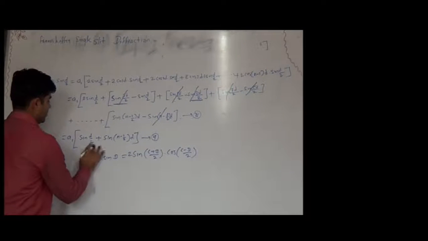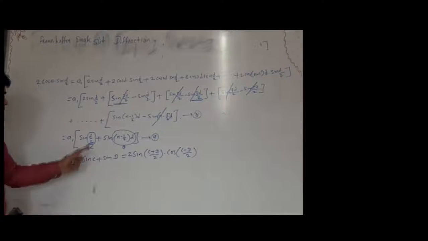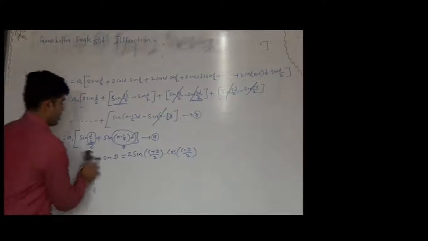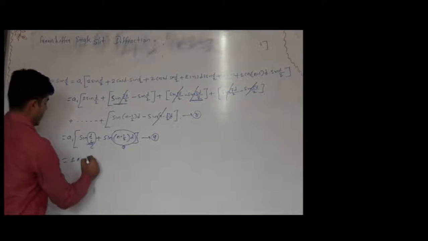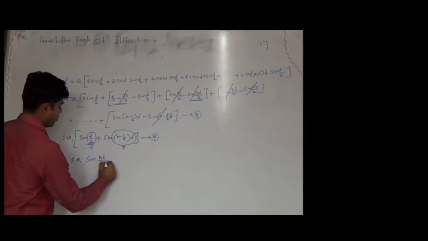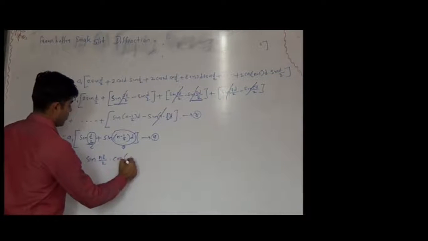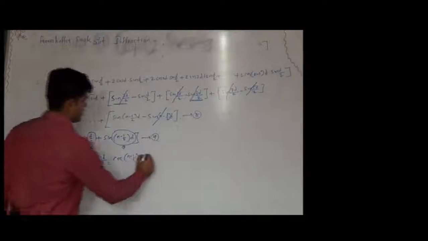Now put this whole value is equal to c, assume this value is equal to d. Put this value in this equation, then we can write 2 a1 sin of nd by 2 into cos of (n minus 1) by 2 into d. So this is equation number 10.